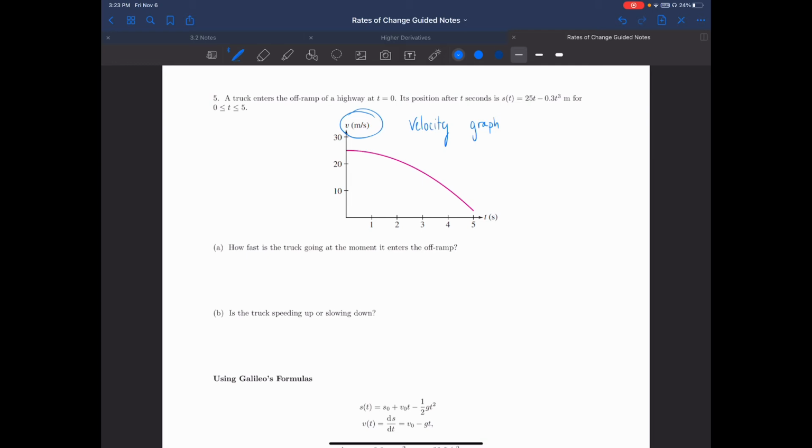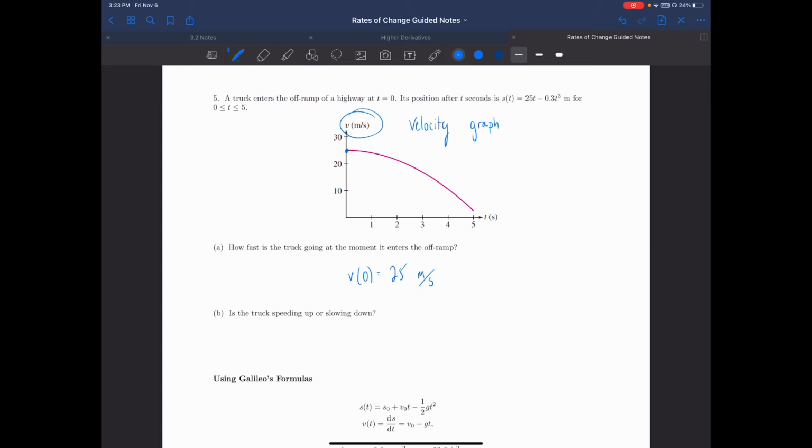Okay, so how fast is the truck going at the moment it enters the off-ramp? Well, it is just whatever the function value is. So right here, that's v of 0, and that's 25. So that's meters per second.